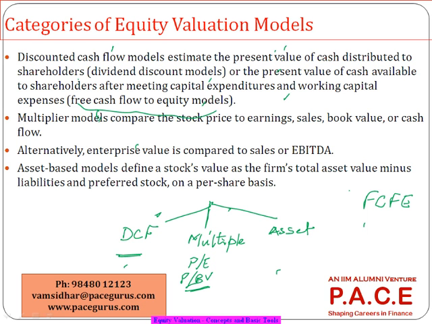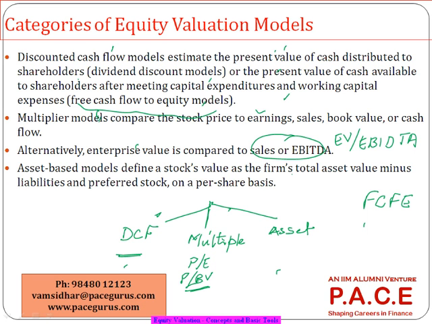And when it comes to multiple-based models, we have already discussed P by E, P by BV, P by sales, P by book value, or nowadays even people are using enterprise value by EBITDA. We'll talk about the enterprise value later. These are the various formulas that are used on a ratio comparison basis, right? So with P by E, I'll compare company X's P by E with company Y's P by E. If P by E is higher, I may say that company is overvalued compared to company Y. Such valuation models can be derived.